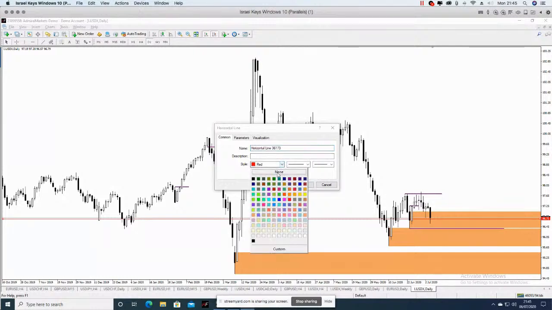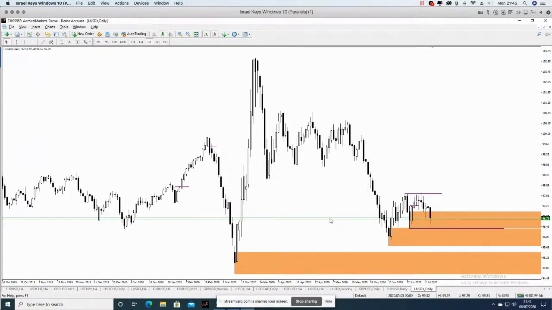I have different kinds of lines for the different things I do. So this is a daily order block. So my daily color is green. My daily color is green.